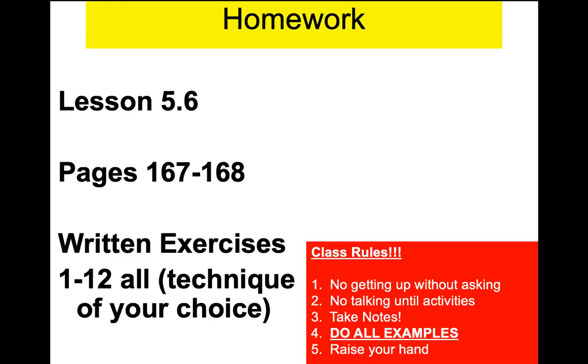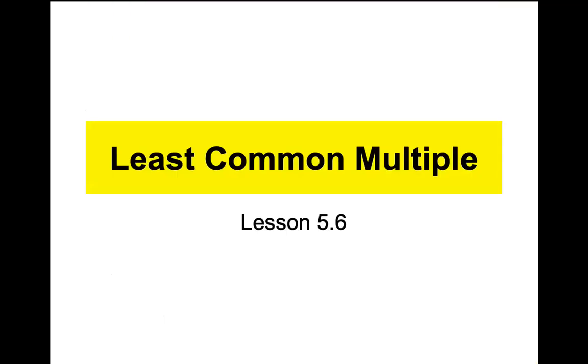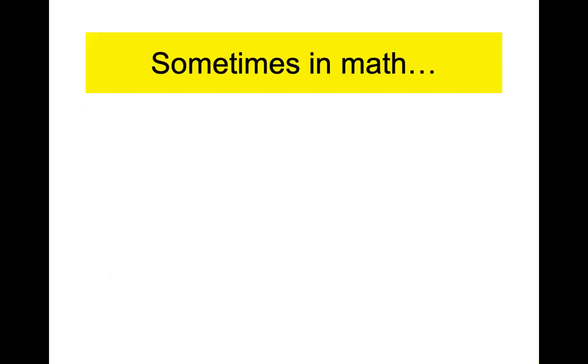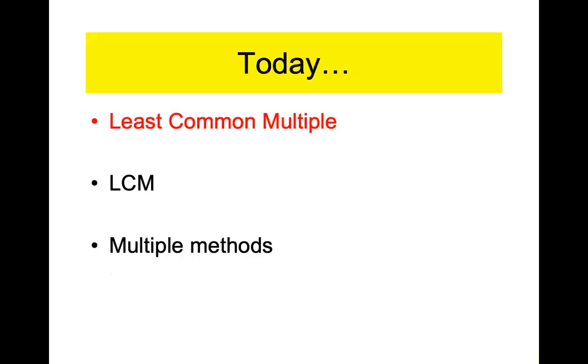Ready? Here we go. So not greatest common factor, least common multiple. So instead of doing factors, now we're doing multiples. Multiple methods, the same methods as yesterday, brute force and prime factorization. Except we do brute force slightly different. We do prime factorization slightly different.